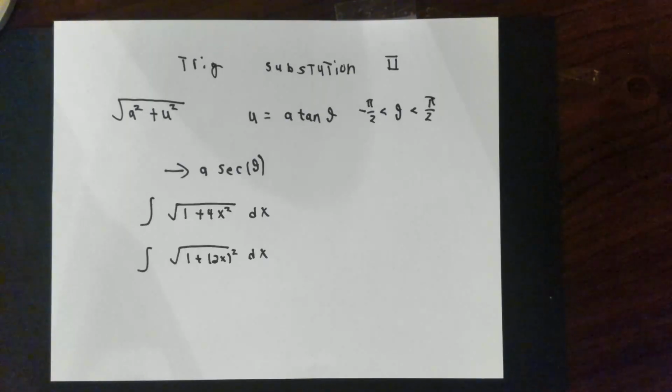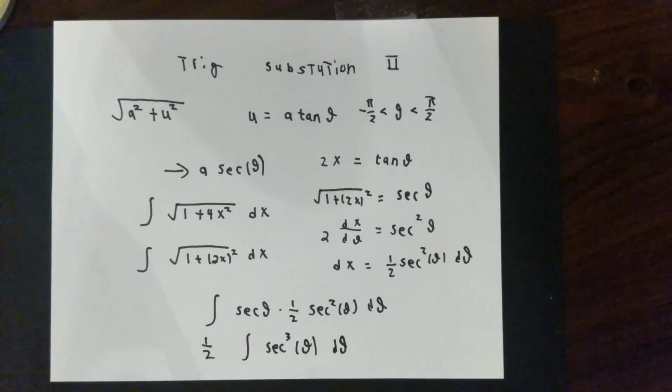I'd like to look at the integral of square root of 1 plus 4x squared with respect to x. 4x squared is what I get when I square the quantity 2x. So this is of the type that we're talking about. The a will be 1, and the u will be 2 times x. It is u that's equal to a times tangent theta.